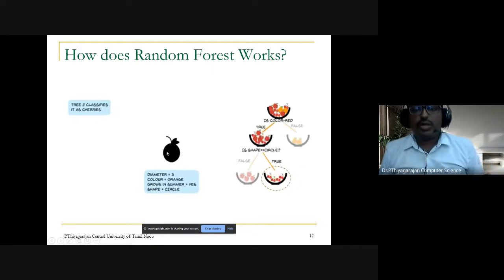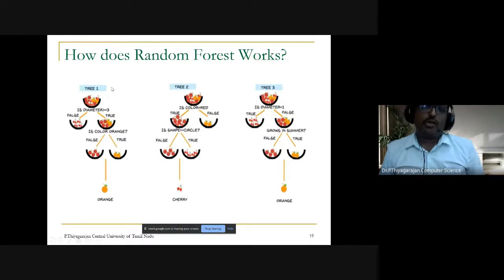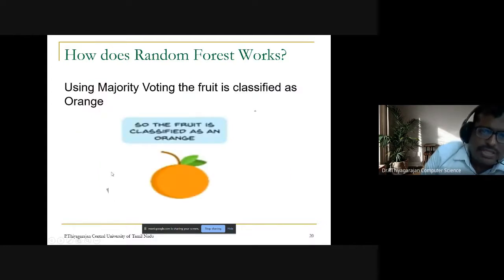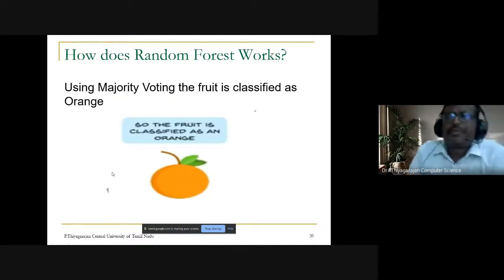So if you give that as an input to all of the 3 trees which I discussed, the first tree will classify the given input as orange, the second tree will classify the given input as cherry, and the third tree will classify the input as orange. So if you go for majority voting, then the output will be defined as orange. This is how the random forest will work.